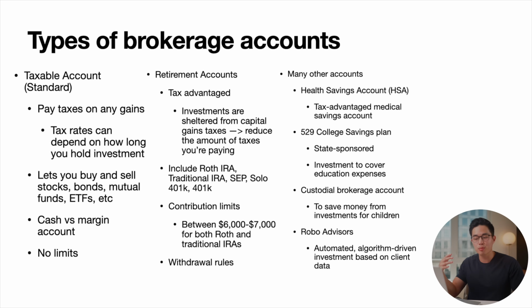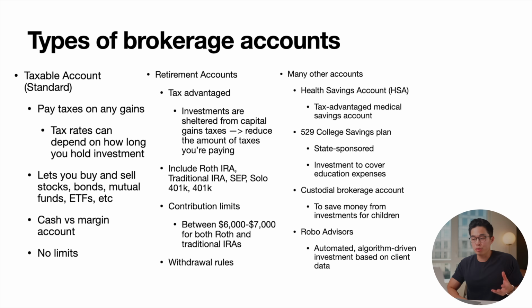So you can't actually withdraw the money until you are retired. But if you do want to withdraw them, you can with a penalty. So that's really great because they are encouraging you to invest for the long term. There are many other accounts besides these two, right? You have your HSA, your health savings account, and this is also a tax advantaged medical savings account. You have the 529 college savings plan. This is state sponsored and it allows you to use money in this account to cover education expenses.